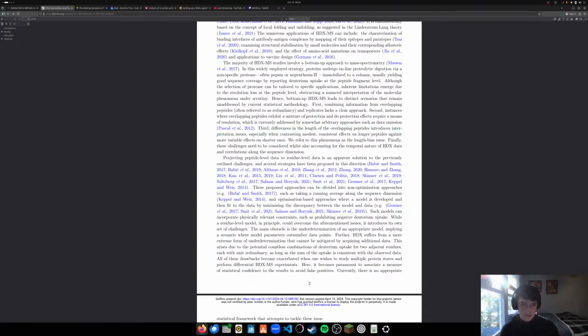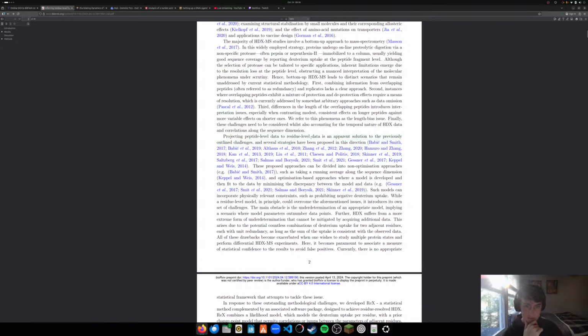Third, differences in length of peptides introduce interpretation issues, especially when contrasting modest, consistent effects along longer peptides against more variable effects on shorter ones. We refer to this phenomenon as length bias issue. So there's more consistent effects on longer peptides, and shorter ones have more variable. It's kind of interesting because my model, I can actually predict shorter length peptides better.